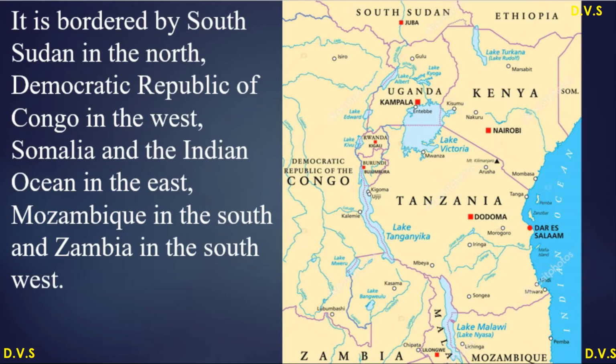It is bordered by southern Sudan and Ethiopia in the north, Somalia and the Indian Ocean in the east, Mozambique and Malawi in the south, Zambia in the southwest, and the Democratic Republic of Congo in the west.